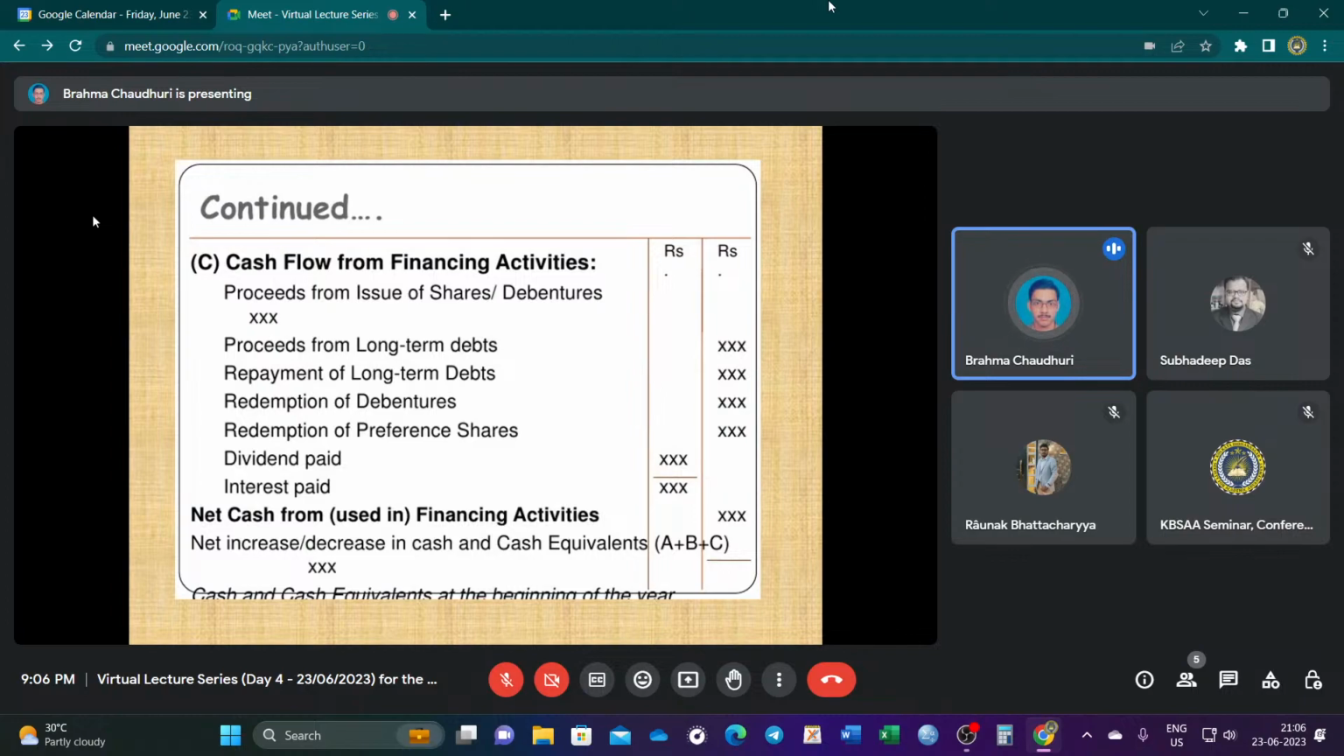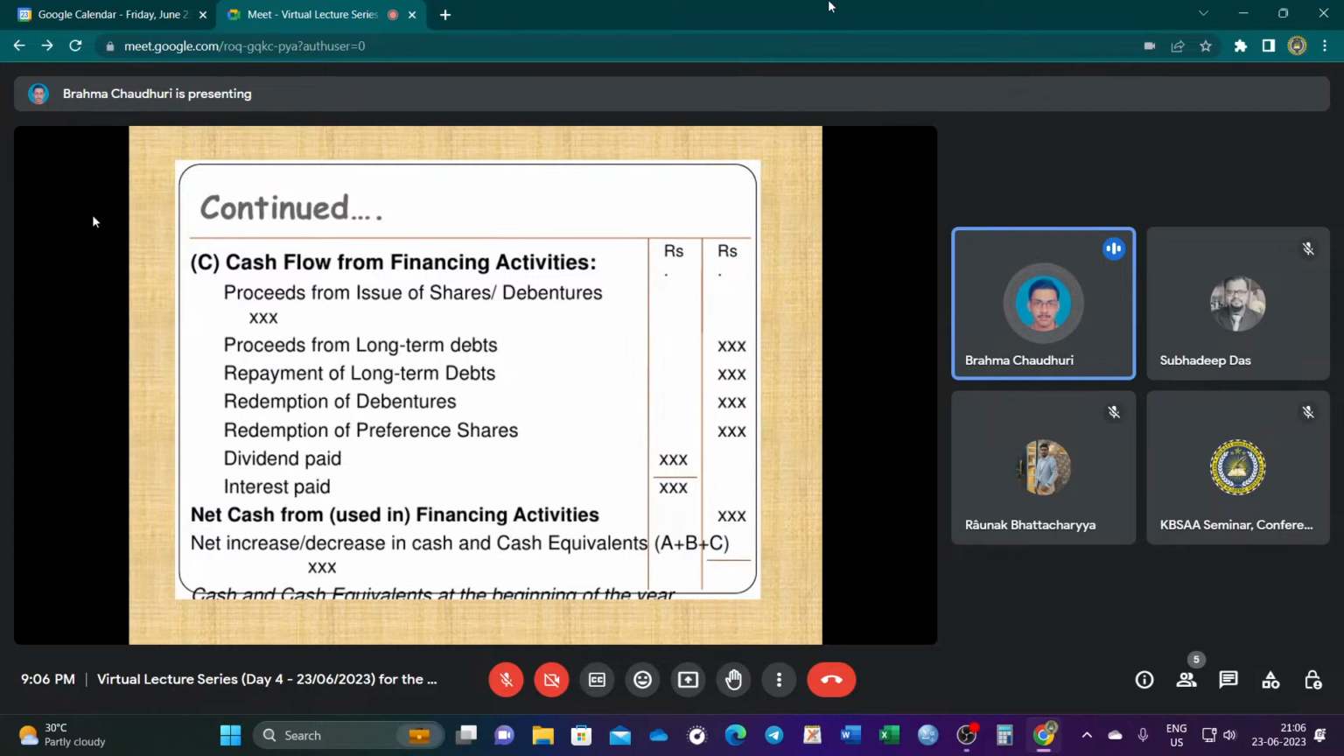So after we obtain the cash flow from operating activities, cash flow from investing activities, and cash flow from financing activities, we simply make an aggregate of the three, A plus B plus C. Whatever negative will be deducted, and whatever is the positive balances, that will be added, and the summary will be the net cash flow from the entire operating, financing, and investing activities, and we will get a result.